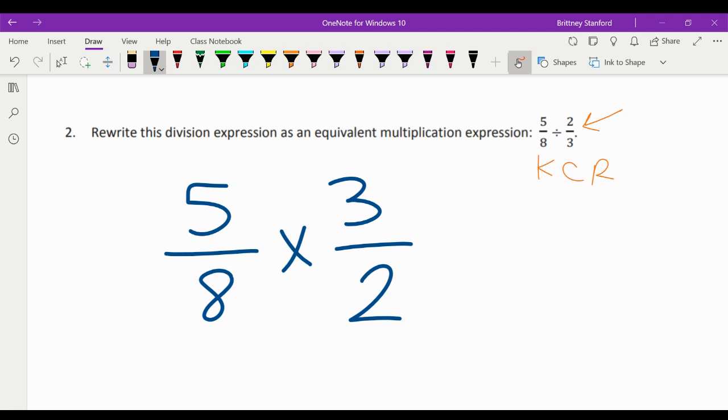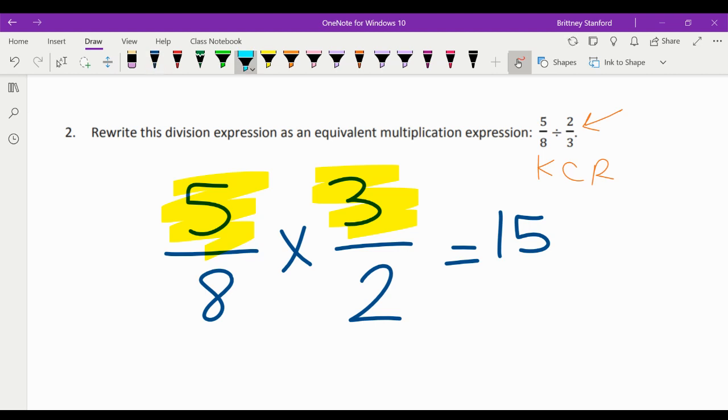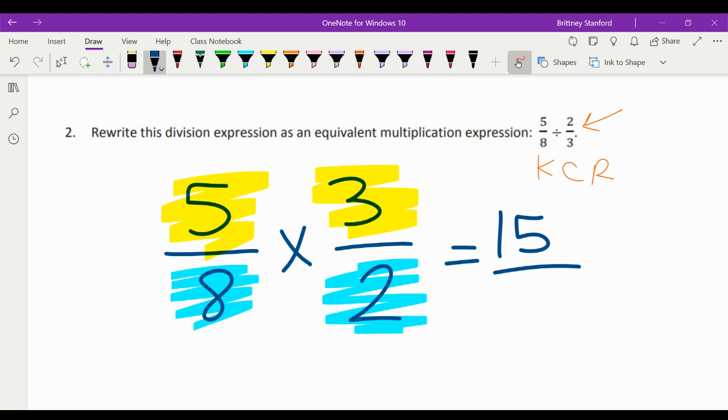And now we just multiply our fractions. So we multiply the numerators, which are 5 and 3, and 5 times 3 is 15. And then we multiply our denominators, which are 8 times 2, and 8 times 2 is 16.